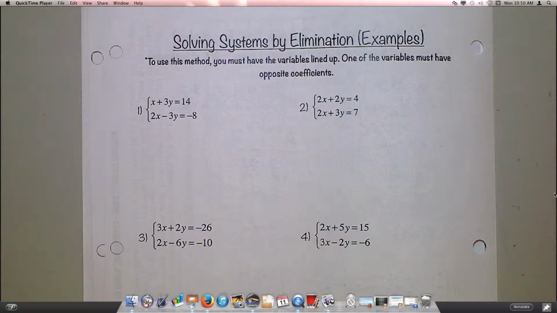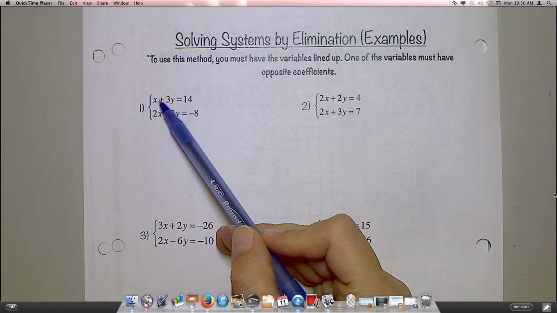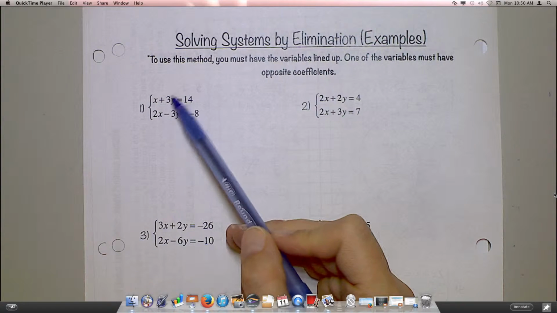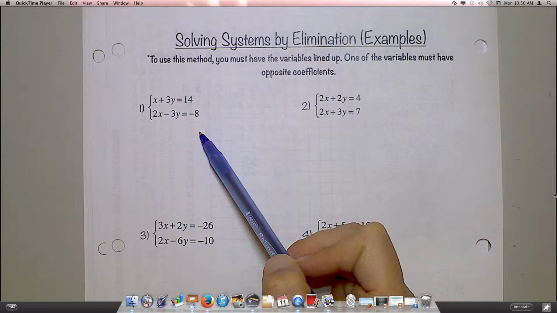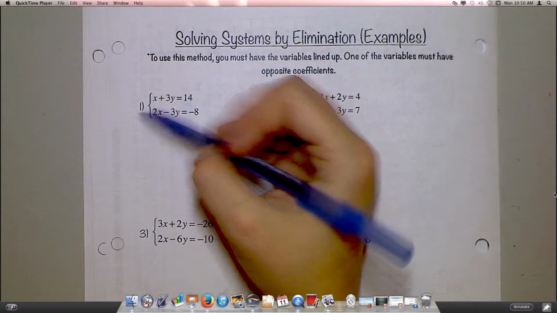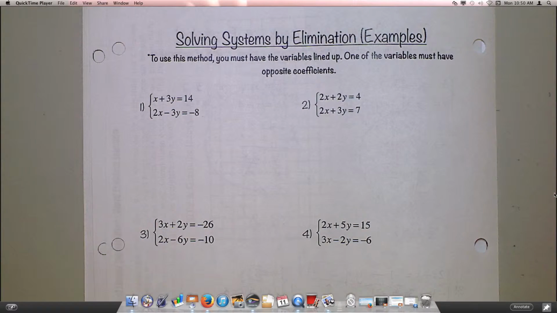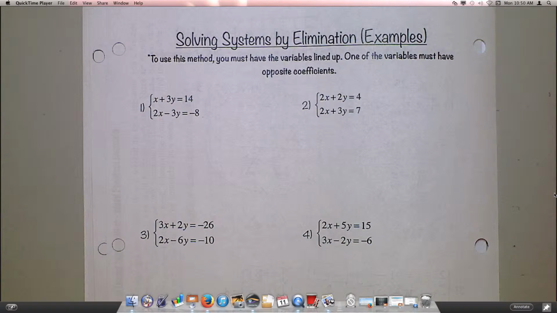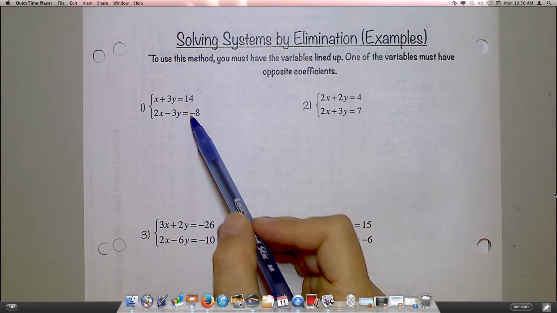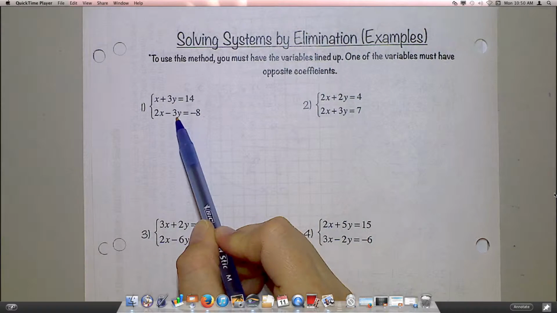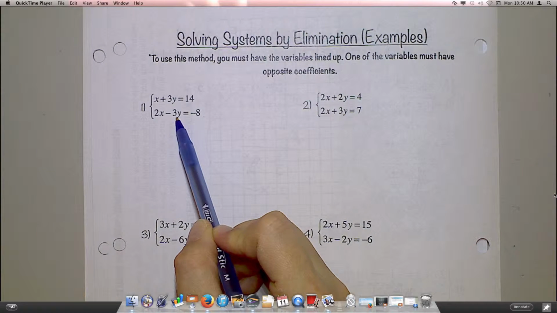The key to elimination is not necessarily to have something by itself, but to have the variables lined up so that they cancel out. Do you see how this one has the x's on top of each other, the y's on top of each other, and the numbers on top of each other? That's what elimination is all about. You want to get it to where when you add the two sets of numbers together, one of your variables cancels out. Do you see in this first example how I have a positive 3y and a negative 3y? That's awesome.